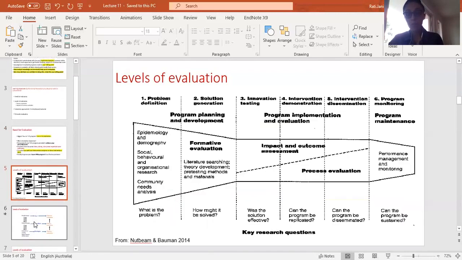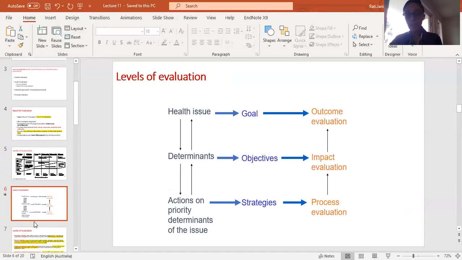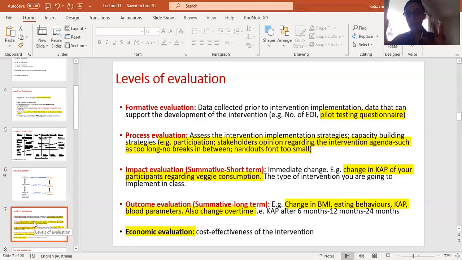Okay, so don't get scared by this diagram. This is just to show you the different types or levels of evaluation. Another way of diagrammatically representing this same concept is in this manner, which is a bit more simple. We will be going through the different types of evaluation which are of most importance in the area of community and public health nutrition. I'll just basically start and tell you what the different levels important for community public health nutrition are. So, the different levels of evaluation.